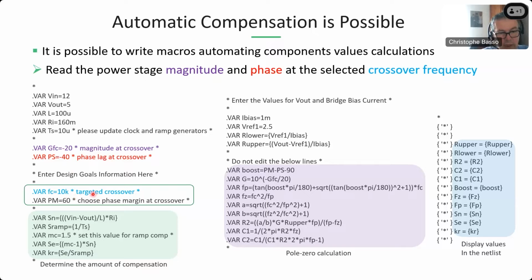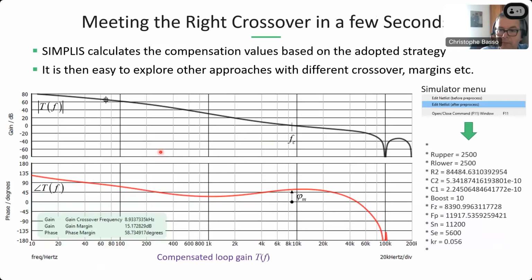And once you have entered your target information, then the software is going to automatically calculate or determine the values of the compensation elements. So here, let's say, we have a crossover frequency of 10 kilohertz with a goal of a phase margin of 60 degrees. And then you can, with these keywords here, display the values in the netlist and then see exactly what has been calculated. And that's fairly convenient. It's very good to learn what the effect is of changing this target crossover frequency and phase margin, to see immediately what the transient response will be when you affect these numbers.